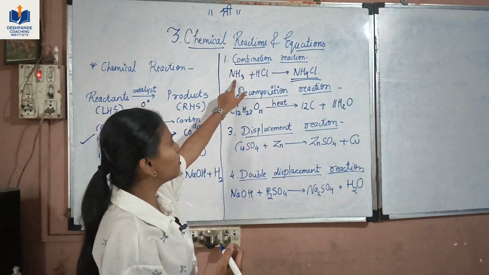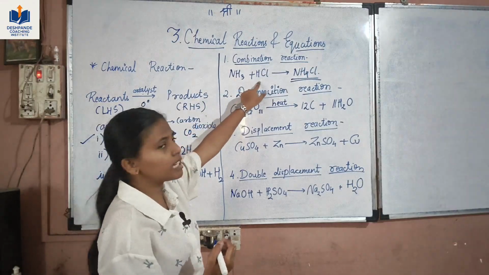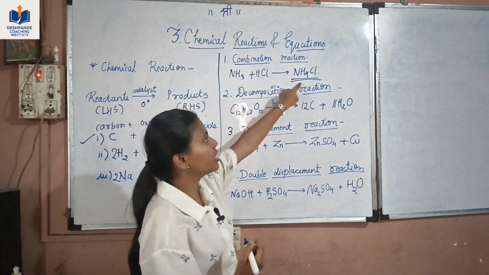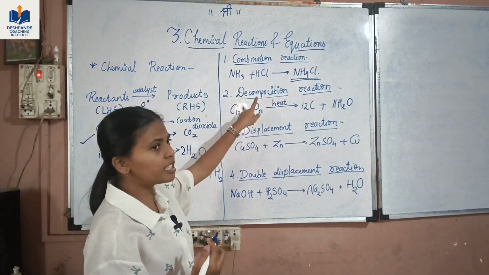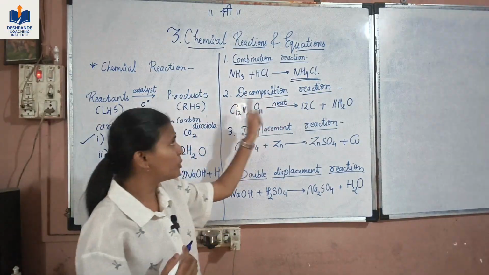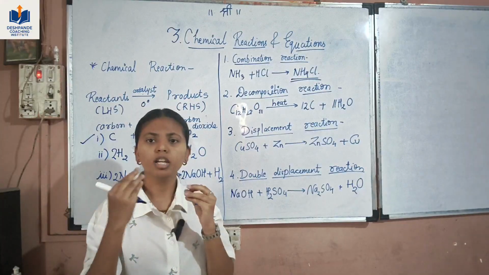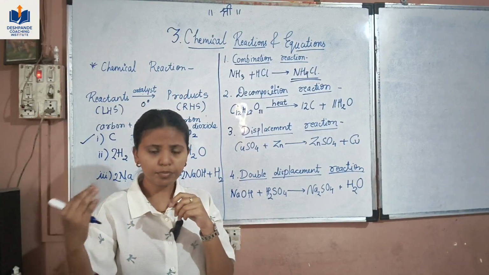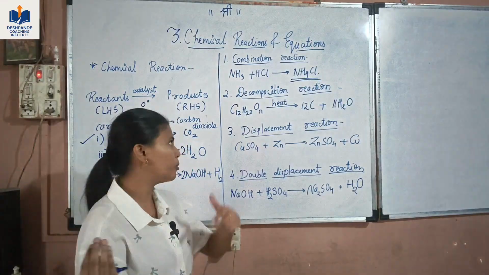So the first reactant is ammonia and second is hydrogen chloride. So when ammonia reacts with hydrogen chloride, we get ammonium chloride as our product. Okay. The second reaction is decomposition reaction. Now the name itself indicates that a single reactant is decomposed into two or more products.